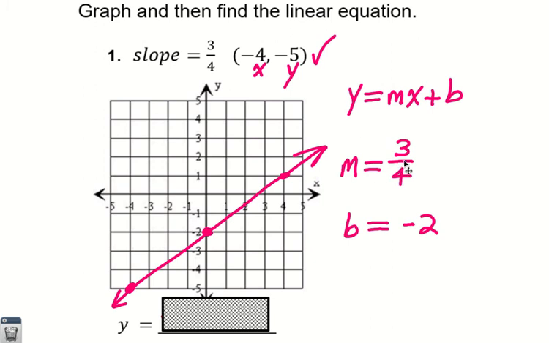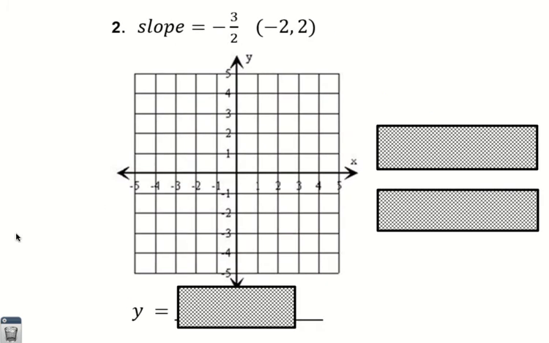And so all I have to do is take my m value and my b value, plug it into this slope-intercept form, and that's it. So y equals 3/4 x minus 2. That's it.